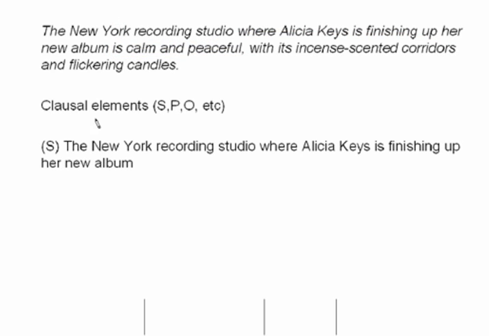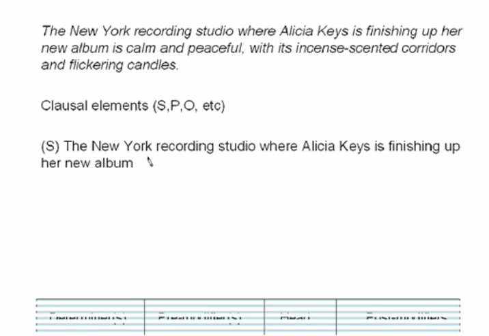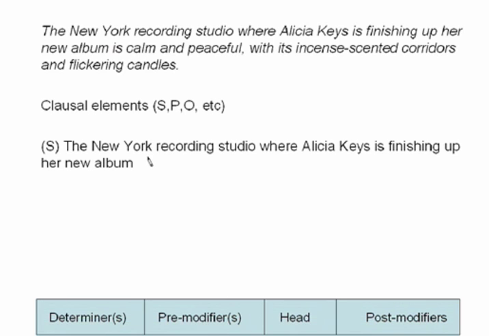So if we've identified that this is the subject and this here is the finite verb, then how can we break this down? Well, there must be a determiner. There's a word like the here. Now, what is the main word here? Again, this was a finite verb. Is it the New York is calm, or is it the New York recording is calm, or is it Alicia Keys is calm? Well, here, this refers to the studio.